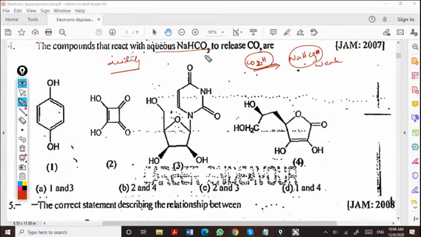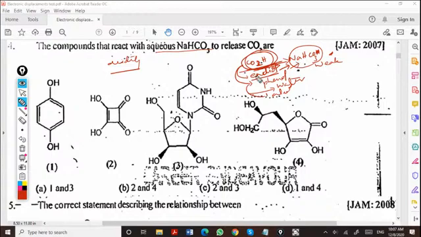After carboxylic acid, generally we find phenols are more acidic, and then alcohols, which are less acidic than water. This is the acidity trend. So only carboxylic acid can react with sodium bicarbonate and release carbon dioxide. Apart from that, ene-diols are also highly acidic, so they will react with sodium bicarbonate.